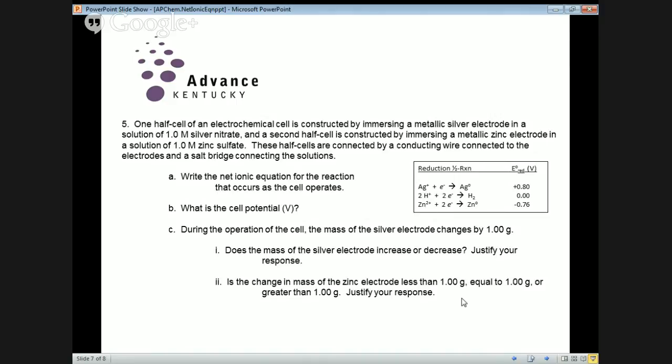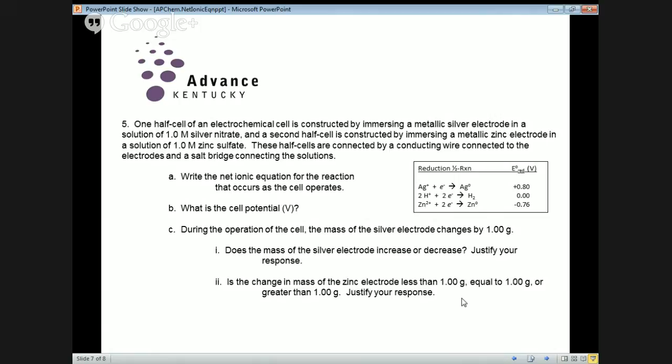You're asked to determine the cell potential and to understand what happens during the operation of the cell. And we'll see that you're told if the mass of the silver electrode changes by 1 gram, is this an increase or a decrease, and to justify your response. And then does a change of the mass in the zinc electrode, is that less than 1 gram, equal to 1 gram, or greater than 1 gram, and to justify your response.